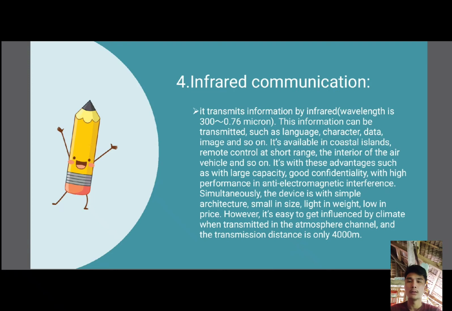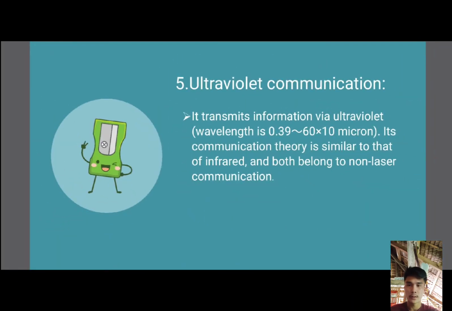Simultaneously, the device has a simple architecture, small in size, light in weight, and low in price. However, it is easily influenced by climate since it is transmitted in the atmosphere channel, and the transmission distance is only 4,000 meters. Next is the ultraviolet communication.